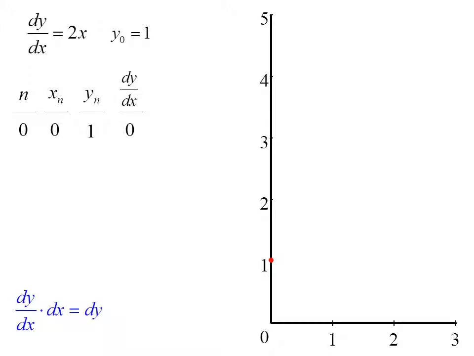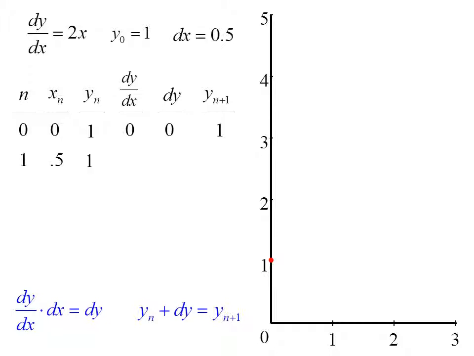But remember, dy/dx times dx would be dy. So we'll let dx be 0.5, a small change in x. So then dy is 0. That is dy/dx times dx. So we have y sub n plus dy equals y sub n plus 1. That is, we add the change in y to the previous y to get the new y value. So y sub n plus 1 is still 1.